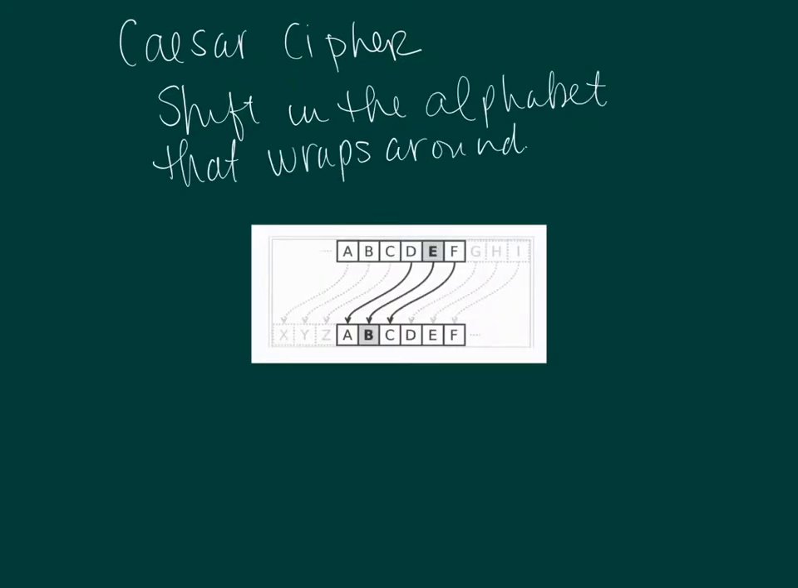This image does a very nice job of showing how the letters wrap around. You can see here that F maps over to C, and then A would map over to X. So in this case, this is a shift backwards, 1, 2, 3. So this would be a shift up 3. So you can see that F maps 1, 2, 3 back to C.